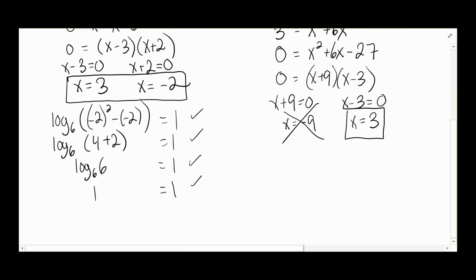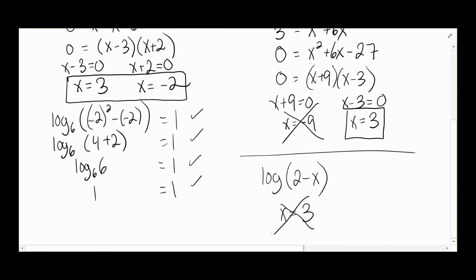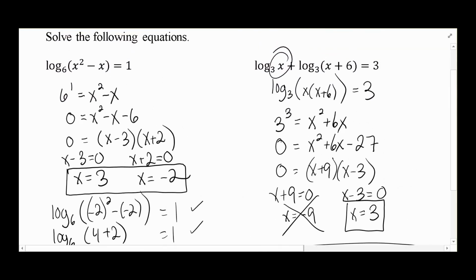Now, it is possible to throw a positive answer out as well. I just want to point out that if your original problem had something like log of 2 minus x, and you got x equals 3, that would get thrown out because your argument was negative 1. 2 minus 3 is negative 1. That would be bad. So what we're making sure of is that the arguments in the original problem are always positive. That's what we've got to look out for.